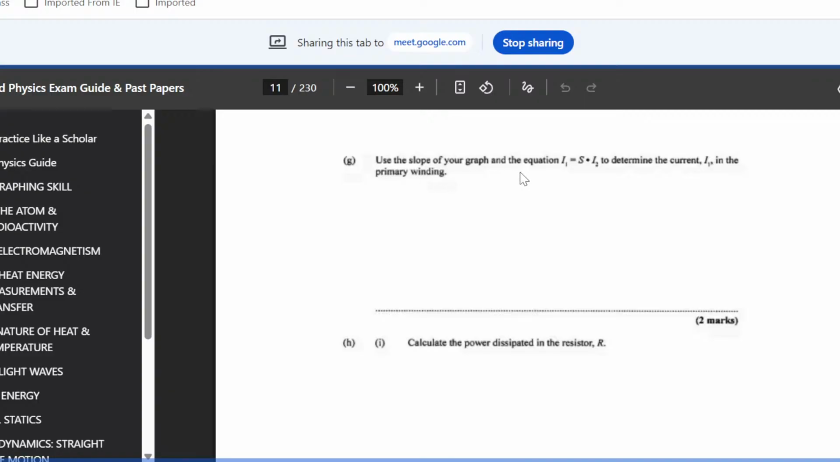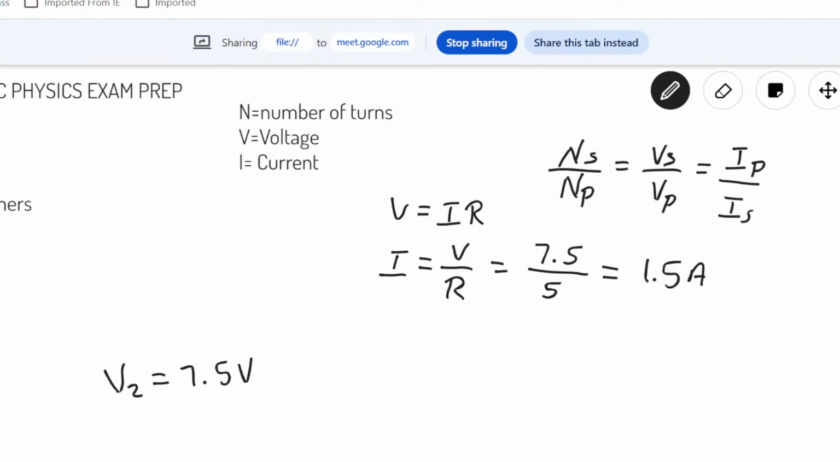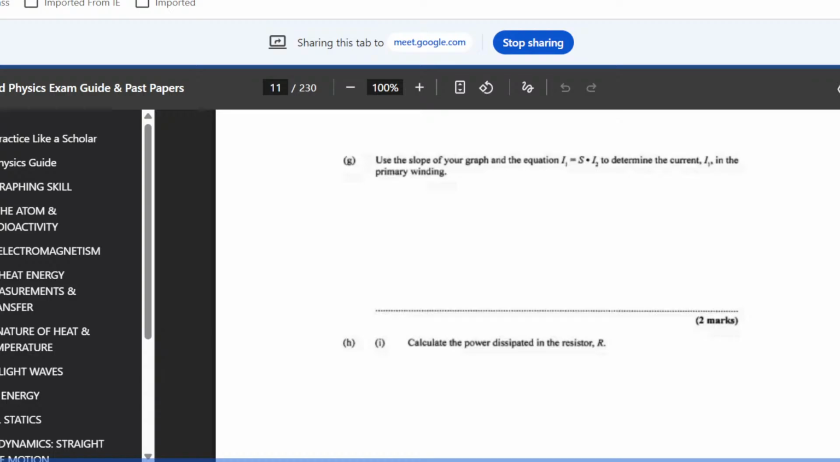Use the slope of the graph and the equation to determine. So this one is pretty simple. The current that we just found was, you said, 1.5 amps. So use the slope of your graph and the equation I1 equals S times I2 to determine I1 in the primary winding.